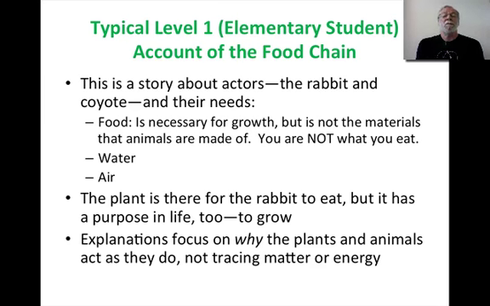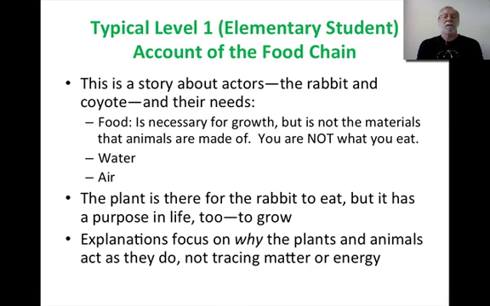And level 1 is mostly typical of elementary school students, so we don't use it very much in our descriptions of our learning progressions for middle and high school students. But for level 1 students, this is a story about actors, the rabbit and the coyote, and the things that they need to achieve their purposes in life, like living and growing. So food is necessary for growth, but that's not to say the same thing as food is what animals are made of. For level 1 students, food enables growth. It's not the materials for growth, so you are not what you eat.